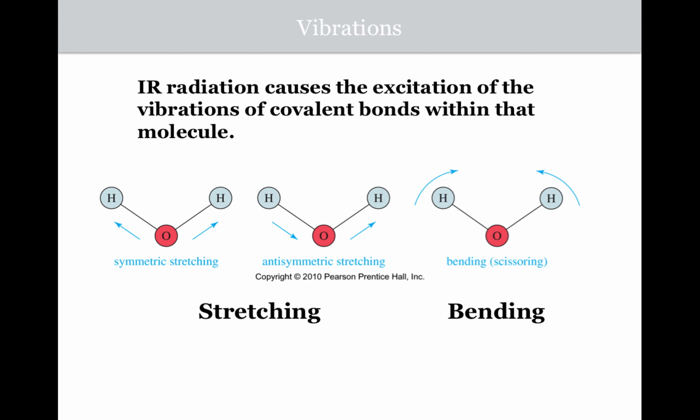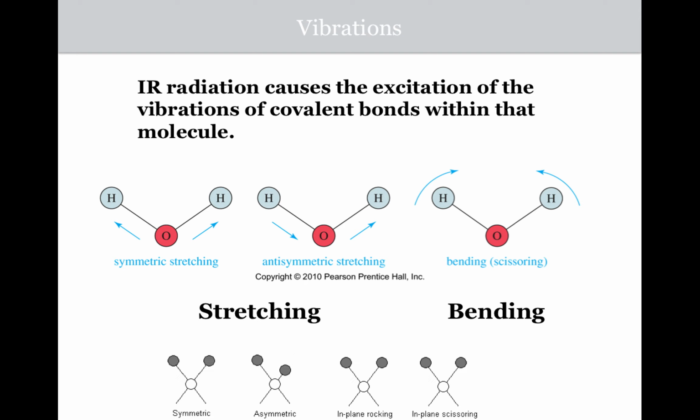IR radiation causes the excitation of the vibrations of covalent bonds within that molecule. I would like to give the water molecule as an example. The water molecule has two oxygen-hydrogen bonds, and they can do two types of vibrations. The first one is stretching, and the second one is a bending motion or vibration. The first example is a symmetric stretching of the two bonds. They can also do anti-symmetric stretching. The bending motion can be in-plane rocking or in-plane scissoring motions.